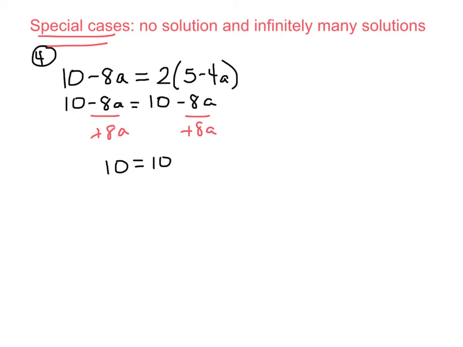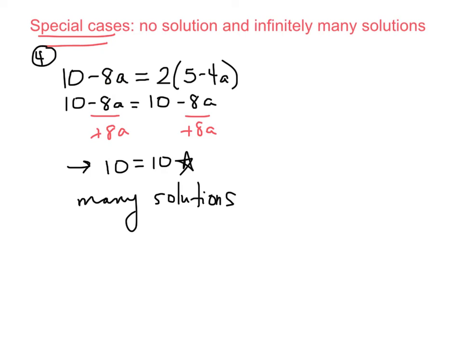Whenever a letter or the variables cancel completely, you're going to get one of two answers. No solution or infinitely many solutions. If what you have is a true statement, 10 equals 10. Well, yes, 10 equals 10. So this is true. Therefore, there is an infinite amount of solutions, which means you can write many solutions as your answer. Now here's what that means. Whatever you plug in for A is going to be true. You could plug in any number you want for A, it's going to make that equation true.